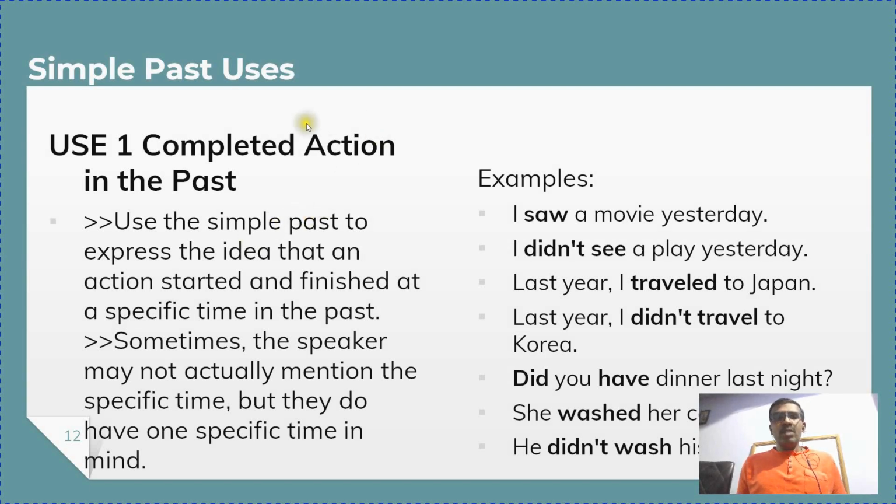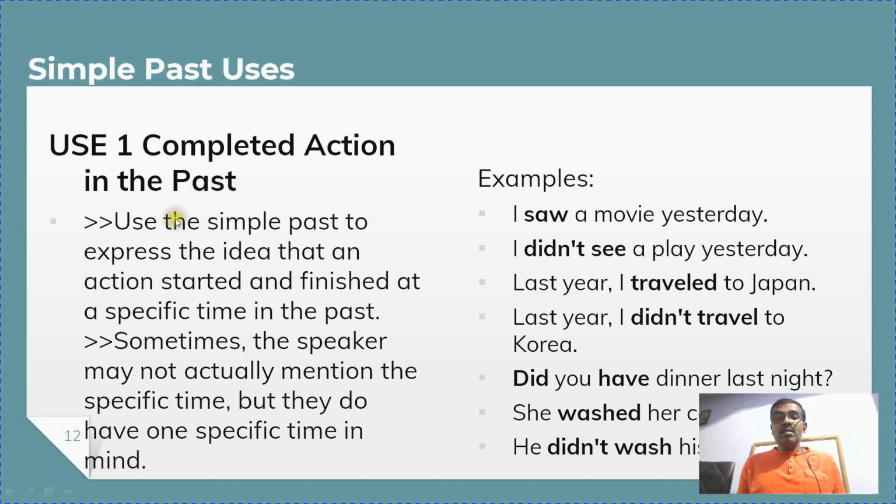Next, we are going to see the uses of the simple past tense. Where can we use the simple past tense? What are the ways we can use it? So the first use is simple completed actions in the past. Okay, so this is mainly used for completed actions in the past.